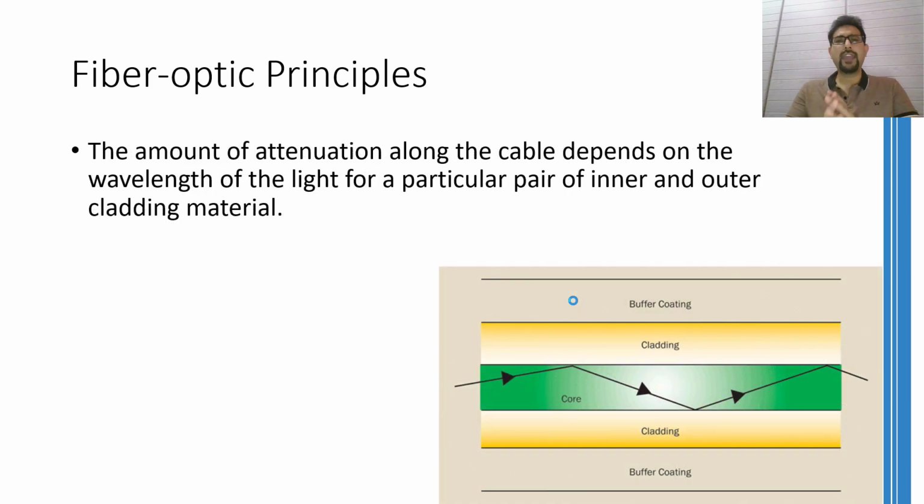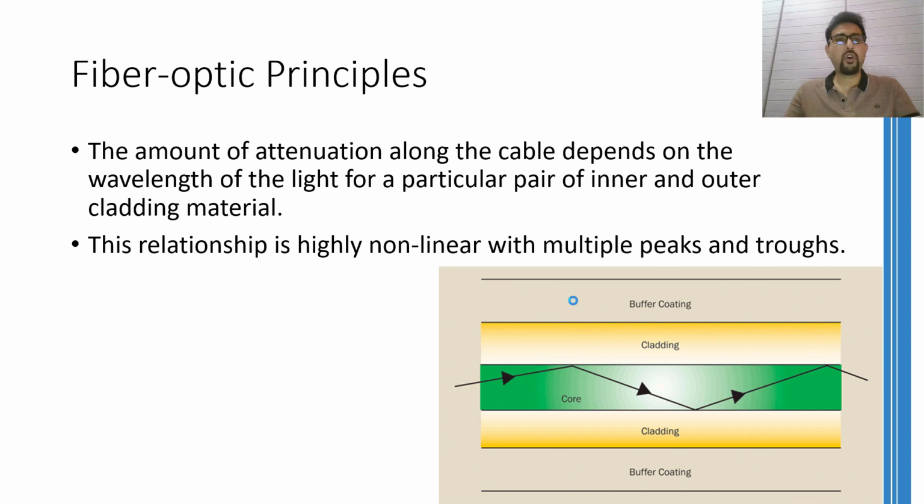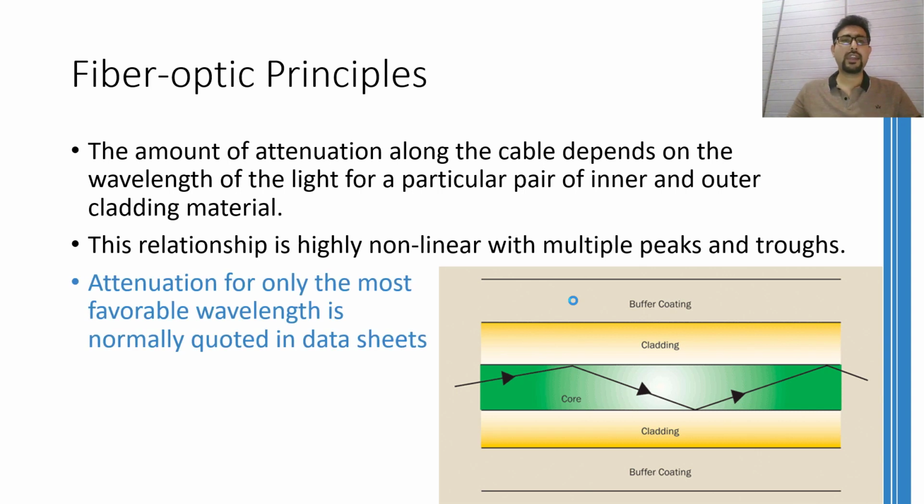Moreover, if we look closely and critically, then the amount of light escaping from the core also depends on the wavelength of the light that is being used for a particular pair of core and cladding material. However, this relationship of the amount of light escaping with the wavelength is quite nonlinear. That is, for some wavelengths, attenuation might be larger, whereas for others, it might be lesser. In the data sheets, only the most favorable wavelength is mentioned. That is, the wavelength for which the attenuation would be minimum. Therefore, you can still use some other wavelength, but at a degraded performance.